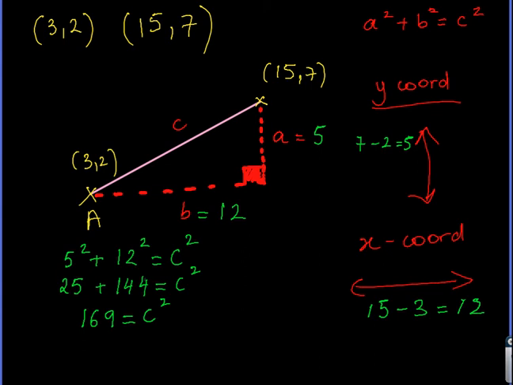And finally, to find what c is, I'm going to take the square root on both sides. If I take the square root on both sides, then I end up with c is equal to the square root of 169, which is equal to 13. So basically, c is equal to 13. And that's it, that's my job done.